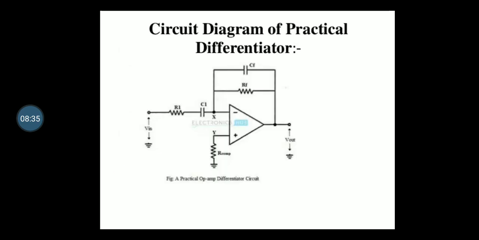This is the circuit diagram of a practical differentiator. The problems such as lack of stability and high frequency noise are overcome by the practical differentiator circuit. The transfer function for the circuit is given as V0 of S by Vin of S is equal to minus ZF by ZI, which is equal to minus S RF C1 divided by (1 plus S RF CF) (1 plus S C1 R1).